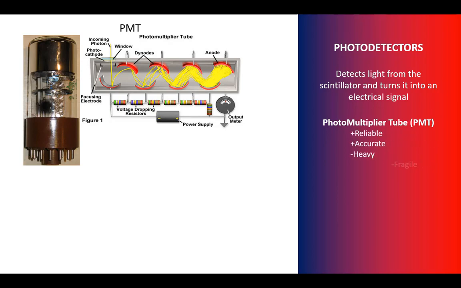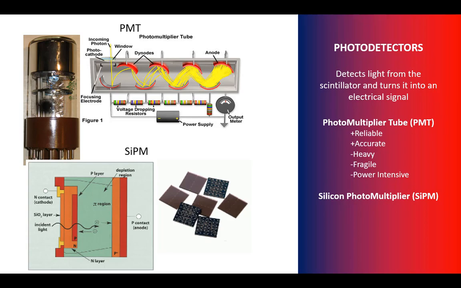PMTs are reliable and accurate, but are heavy, fragile, and power-intensive. The other kind of photodetector is the silicon photomultiplier, or SiPM. This is a relatively new technology but works on similar principles to a PMT, turning the light from the scintillator into an electrical signal. The advantage of the SiPM is that it is much smaller and requires less power, making the detectors much more mobile and versatile. However, it is a technology that is still being developed.